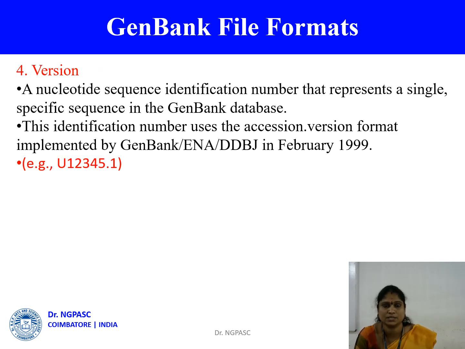Then the next field is version. This is your nucleotide sequence identification number that represents a single specific sequence in the GenBank database. This identification number uses the accession dot version format implemented by GenBank, ENA and DDBJ in February 1999. For example, see here U12345, that is the accession number for one file. So if a new version has been added, it will be represented as .1.